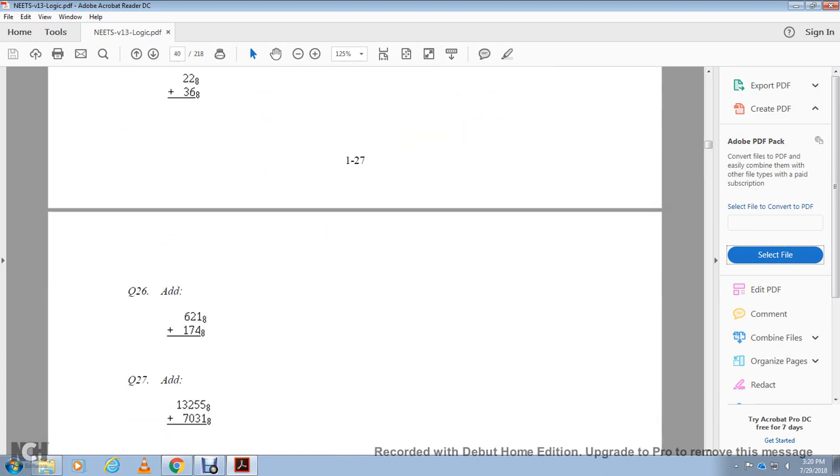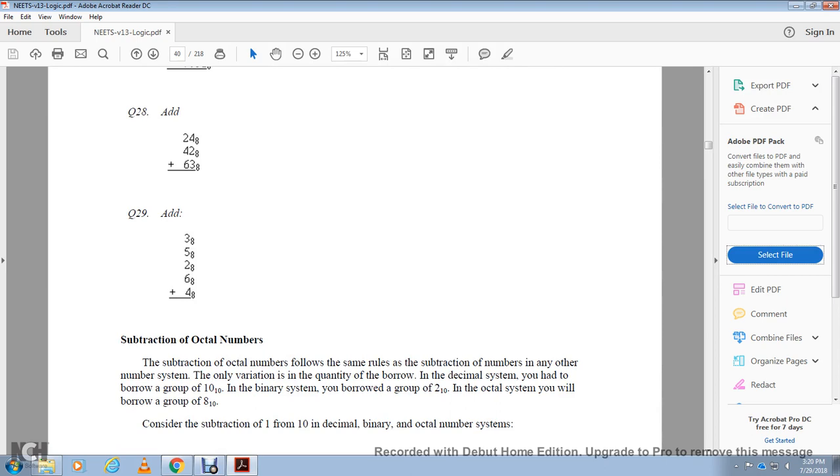Now let's do some subtraction questions. Subtraction of octal numbers follows the same rules as subtraction of any other number, with one variation in the quantity borrowed. In the decimal system you borrow a group of 10 to the base of 10. In the binary system you borrow a group of 2 to the base of 2. In the octal system you will borrow 8 to the base of 10.